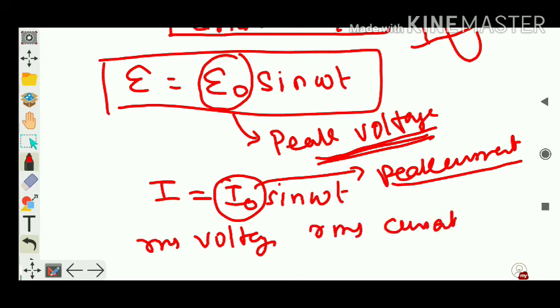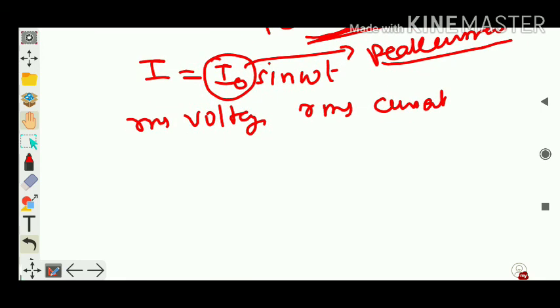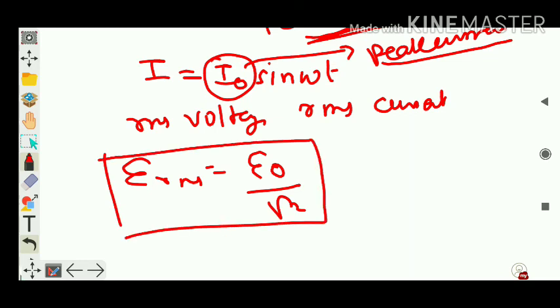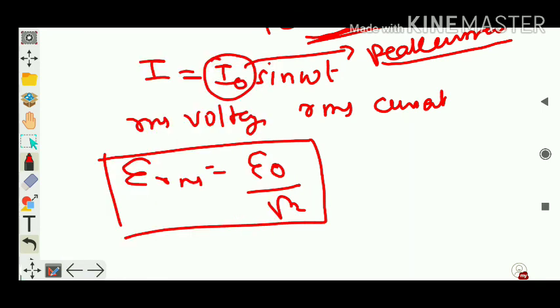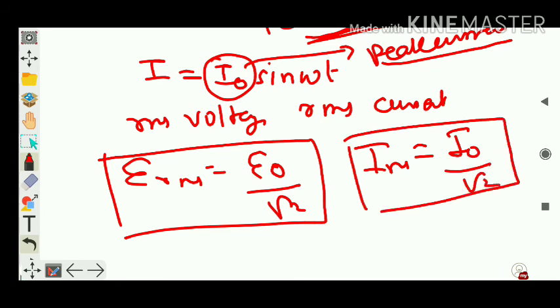I didn't tell about RMS current, right? We just talked about what is RMS voltage. It is E naught by root 2, that is 1 by root 2 times peak EMF. Similarly, what is IRMS? I can write it as I naught, the peak current, divided by root 2. Both the equations are important, right? Clear? Now moving on.